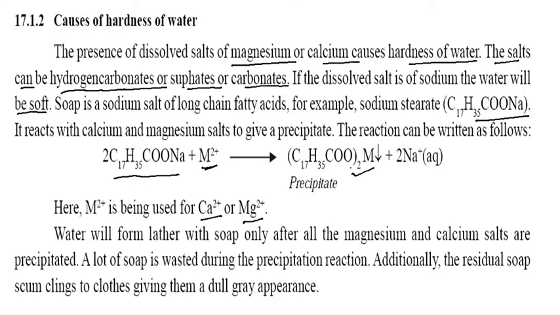Now it forms a precipitate. So most of the soap is used in the precipitation. So that is why it is hard water. Water will form lather with soap only after all the magnesium and calcium salts are precipitated. A lot of soap is wasted during the precipitation reaction. Additionally, the residual soap sticks to clothes, giving them a dull gray appearance.